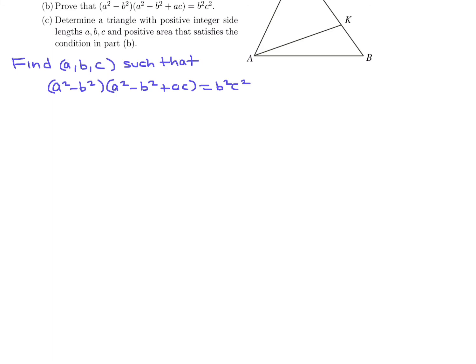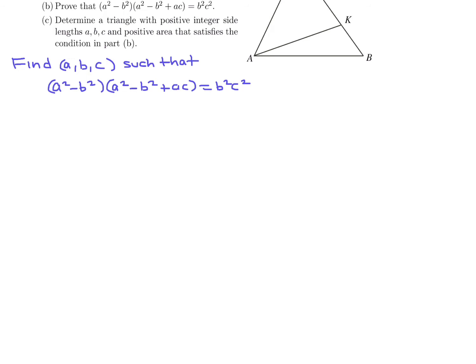Determine a triangle with positive integer side lengths a, b, c and positive area that satisfies the condition in part B. So we are asked to find a, b, c such that (a squared minus b squared) times (a squared minus b squared plus ac) is equal to b squared times c squared.